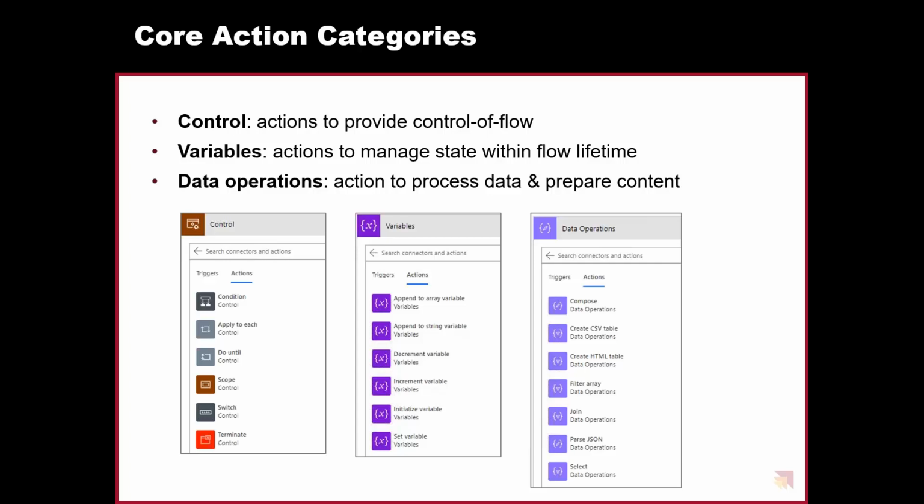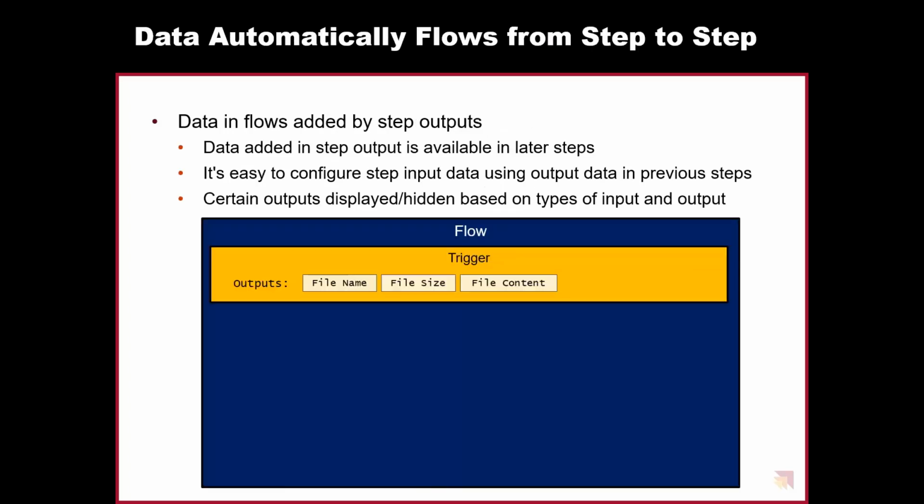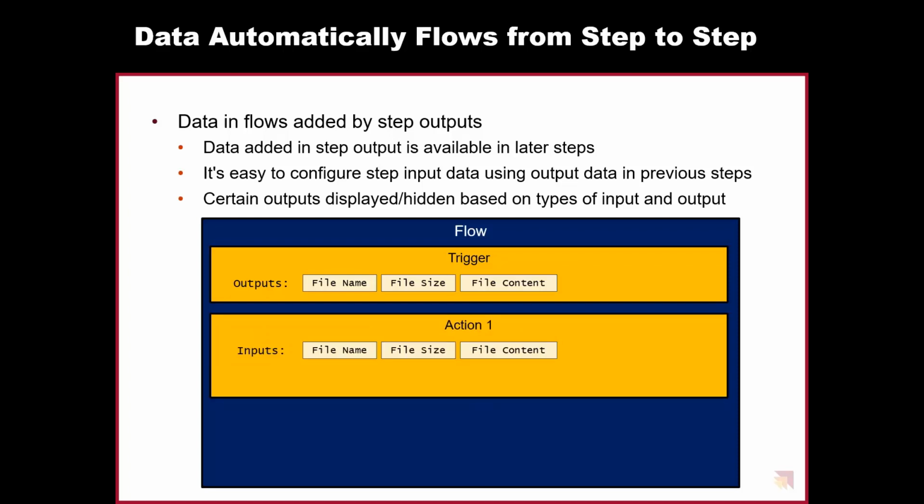And then there's also data operations. Something like select would allow me to take an array that has 10 columns and change the columns by adding some together and giving them new names. Okay, now the other thing to note about flow is that you'll have steps. So the trigger is step one. And the trigger has outputs. And when you're in a step, the outputs of earlier steps are available to you.